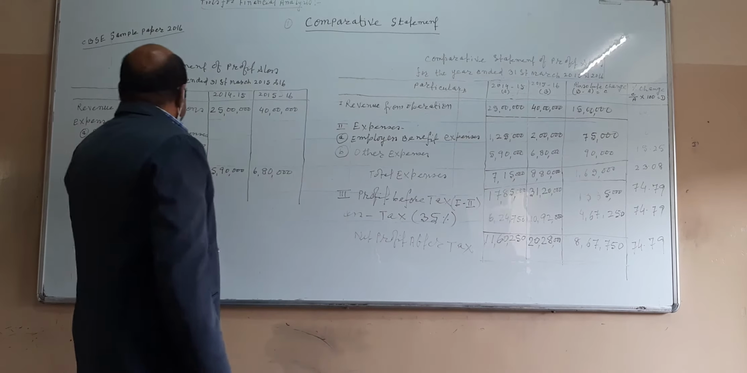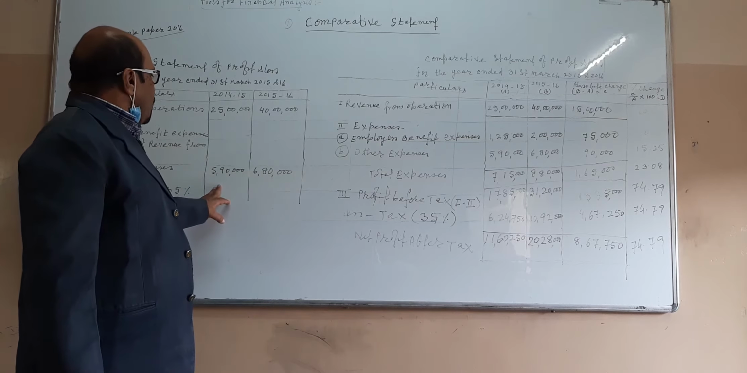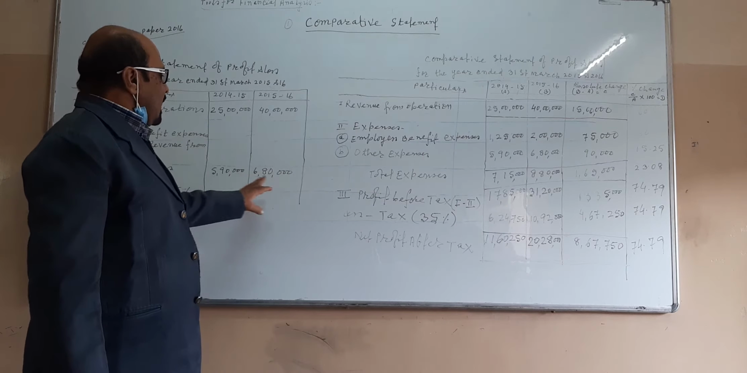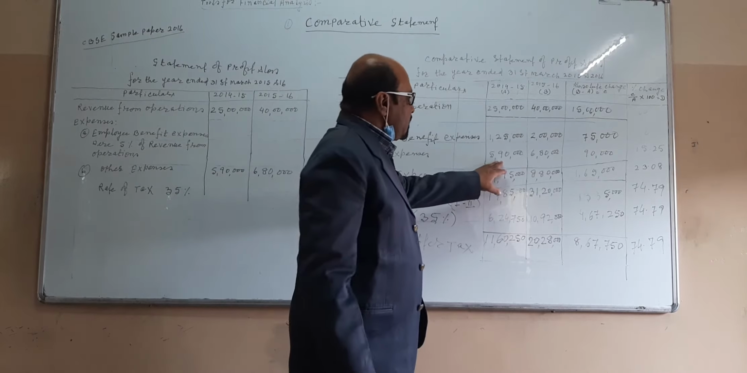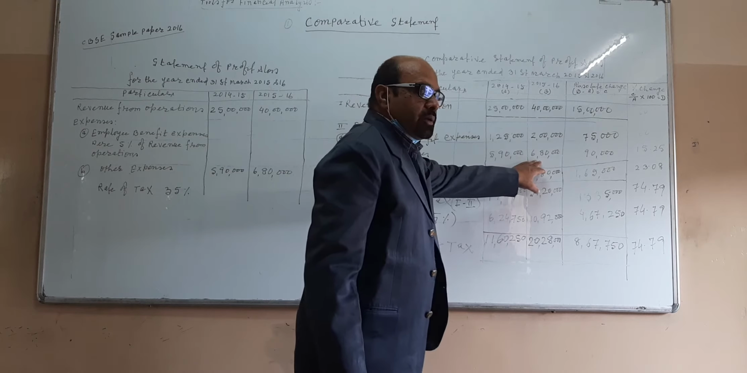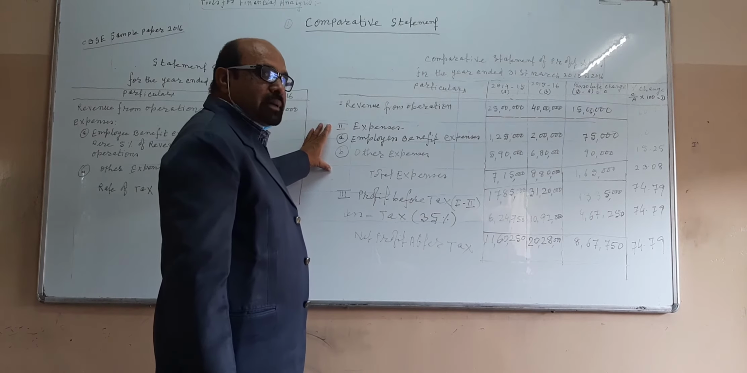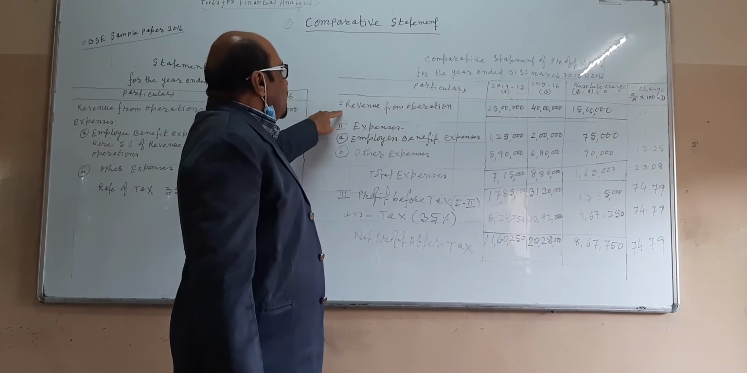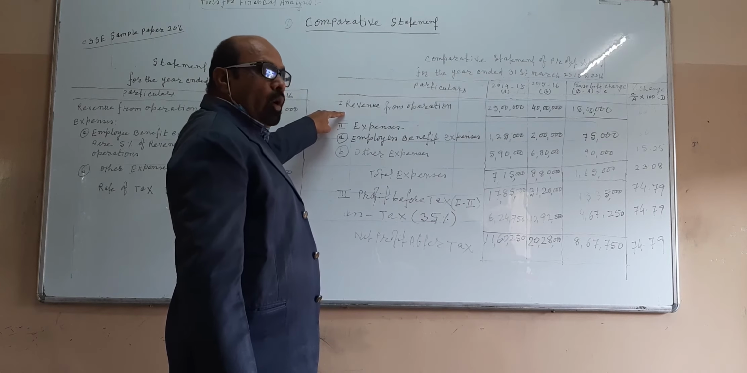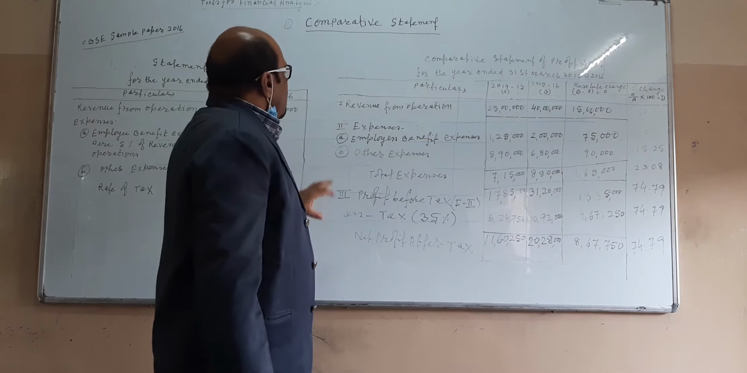After that, the other expenses amount is given in the question. The first year amount is 5 lakh 90,000 and the second year amount is 6 lakh 80,000. So what is the format? The second item is expenses here. If any income is given, then you add it with the revenue from operation. If income is not given, no need to write it.